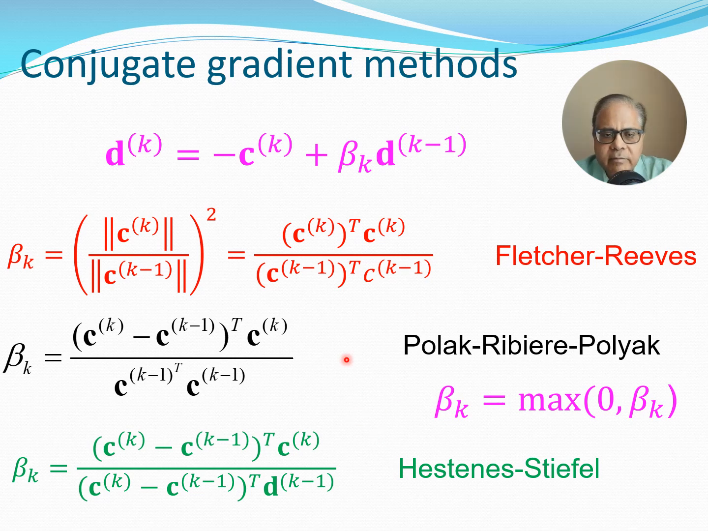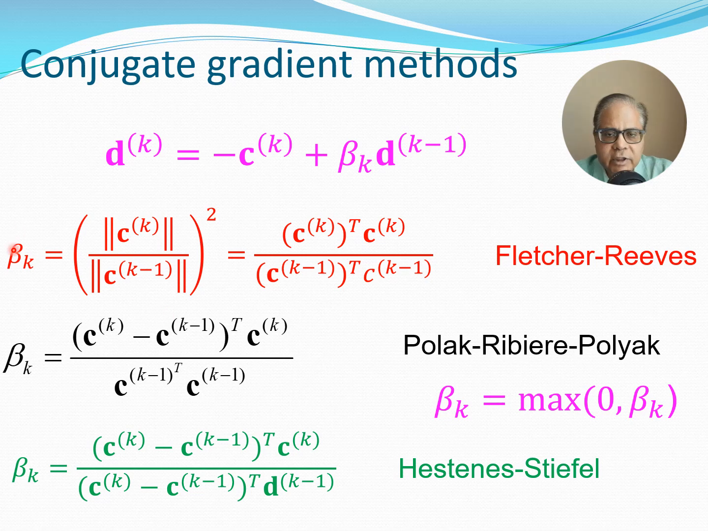Now at some time some of these methods may give you a negative value of beta k, so it is generally suggested that in that situation we use the value 0 instead. What we are doing is reverting back to the steepest descent method at that particular k value.